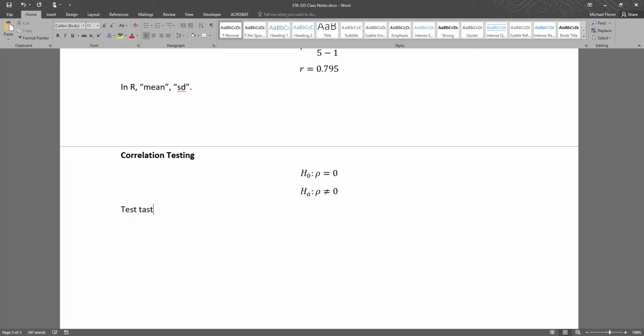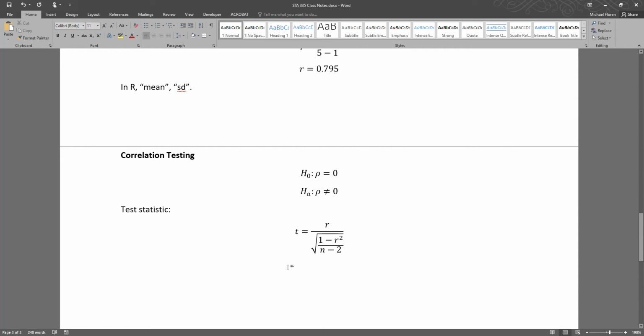The test statistic is given by t and can be written like this. T equals the correlation coefficient divided by the square root of 1 minus the correlation coefficient squared divided by n minus 2. One of the nice things about this formulation of the test statistic is that this test statistic only depends on r, the correlation coefficient, and n, the sample size.